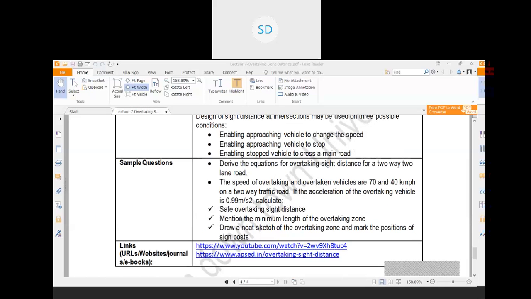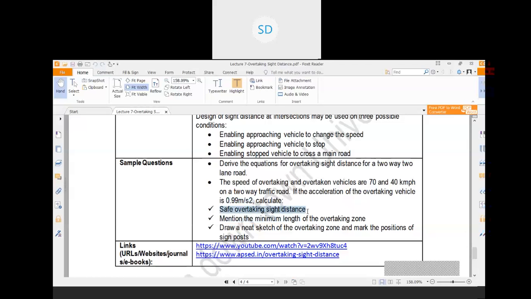Now there is one numerical. You just try to solve this numerical. The speeds of the overtaking and overtaken vehicles are 70 and 40 kilometers per hour. First, convert these speeds into meters per second. So this is VB, 40 kilometers per hour, and this is V, 70 kilometers per hour. If the acceleration of the overtaking vehicle is 0.99 meter per second square, this portion is required for calculation of D2. Calculate the safe overtaking sight distance.